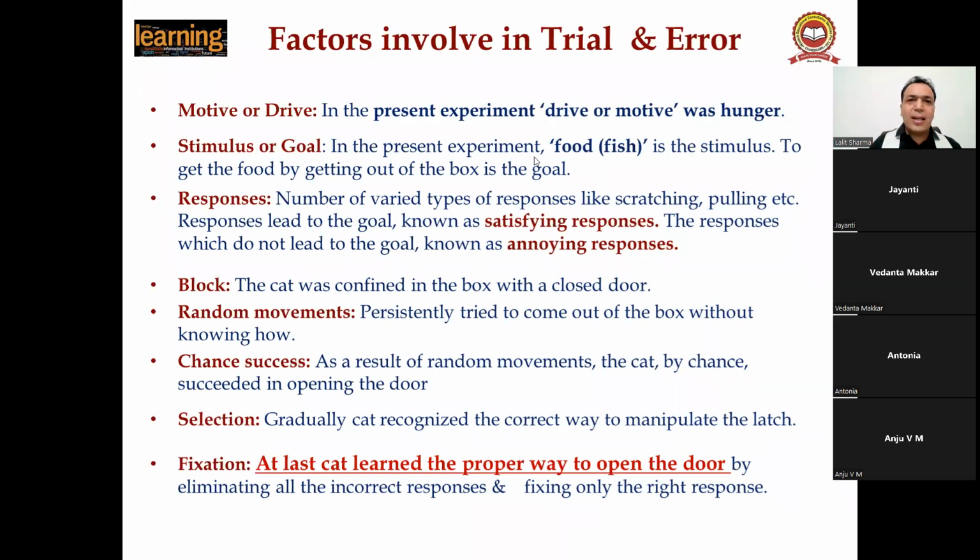Second, stimulus or goal. In the present experiment, food, fish, is the stimulus. Provide a stimulus to the student, any stimulus. You can have a debate in your class. If you have 30 students, 15 and 15 are debating, so they will be stimulated automatically.